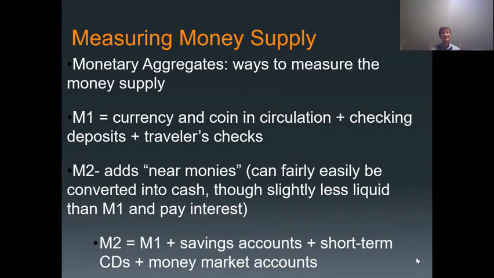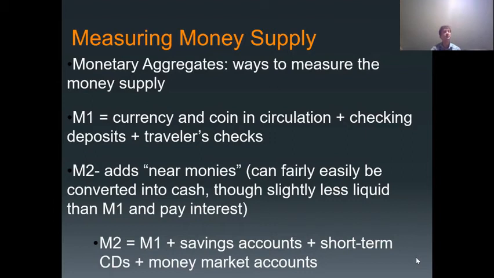M2 adds near monies. So essentially what you do with M2 is you can fairly easily convert this stuff into cash, but it's a little bit less liquid than M1 and generally pays some amount of interest. And that's why you put it in M2. So M2, generally speaking, is M1 plus savings accounts, short-term CDs, which are certificates of deposit, and money market accounts.